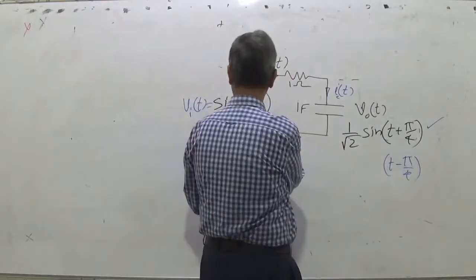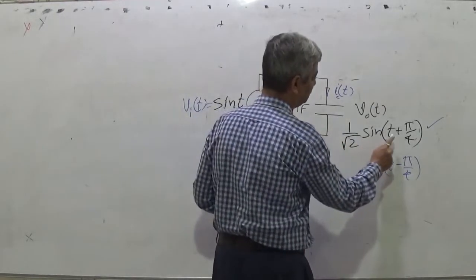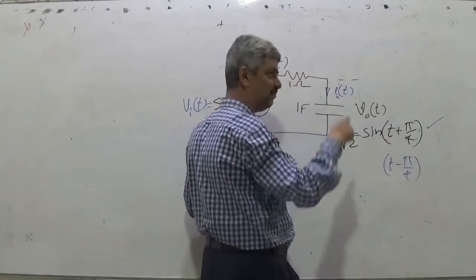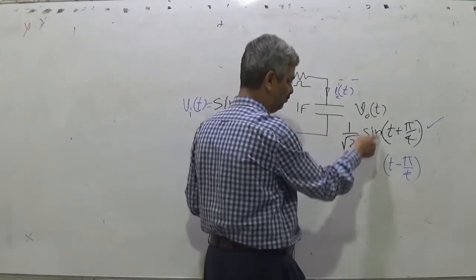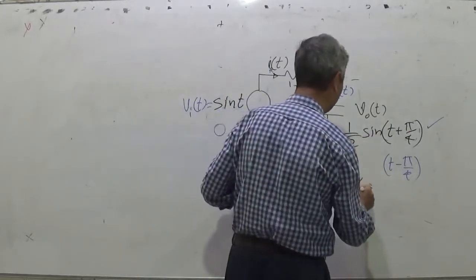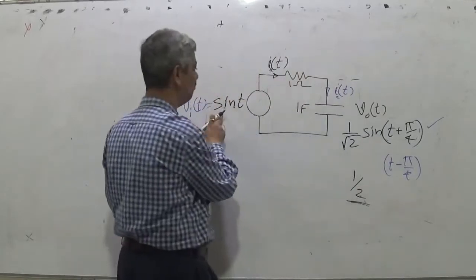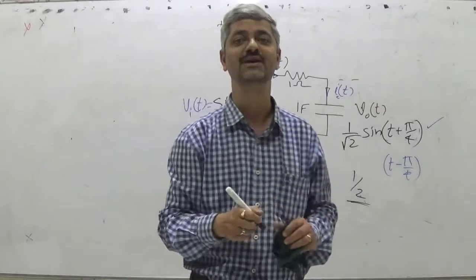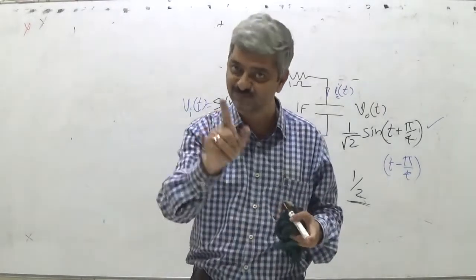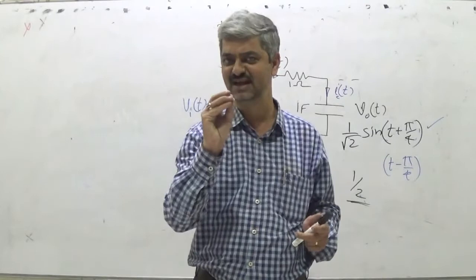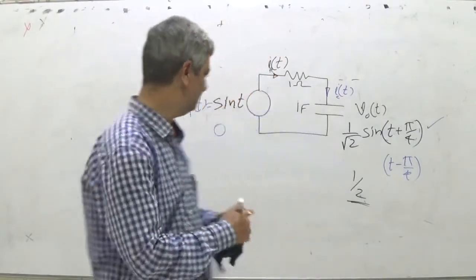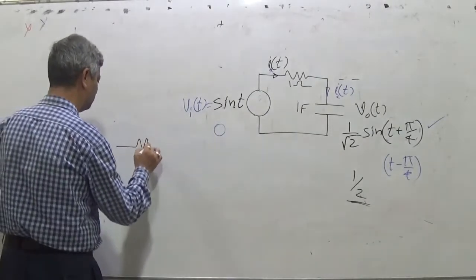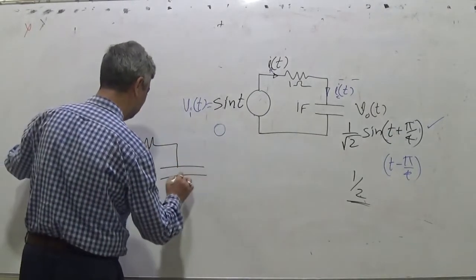So at t equal to 0, the input is 0, the output is sin 0 plus pi by 4, that is sin 45 degrees. Sin 45 degrees is 1 upon root 2. So 1 upon root 2 into 1 upon root 2, the answer is half. So the input is 0, the output is half. From where has this come? So I think I have just shackled you, and therefore now I would like to add to the complexity further.